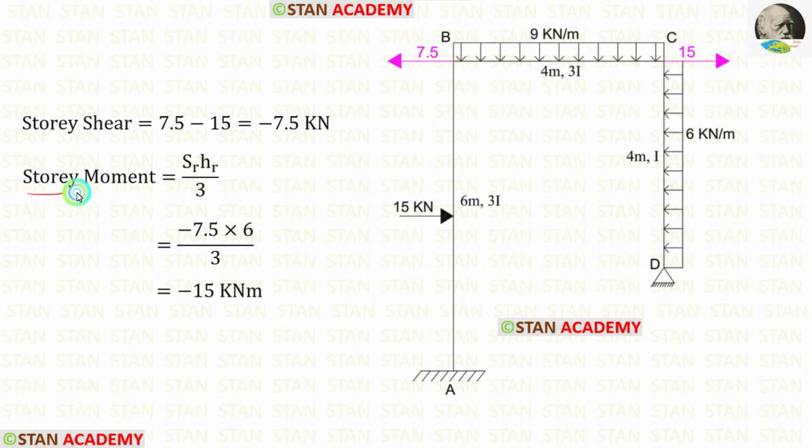Now let us find the story moment. The formula is SR HR upon 3. SR is the story shear we just calculated. HR is the reference height. In this frame, there are two columns, column AB and column CD. We have to select one column as the reference column. Let us take the column AB as the reference column. The height of column AB is 6 meter, so the reference height is 6. When we calculate this, we get the story moment, which is equal to minus 15 kN meter.